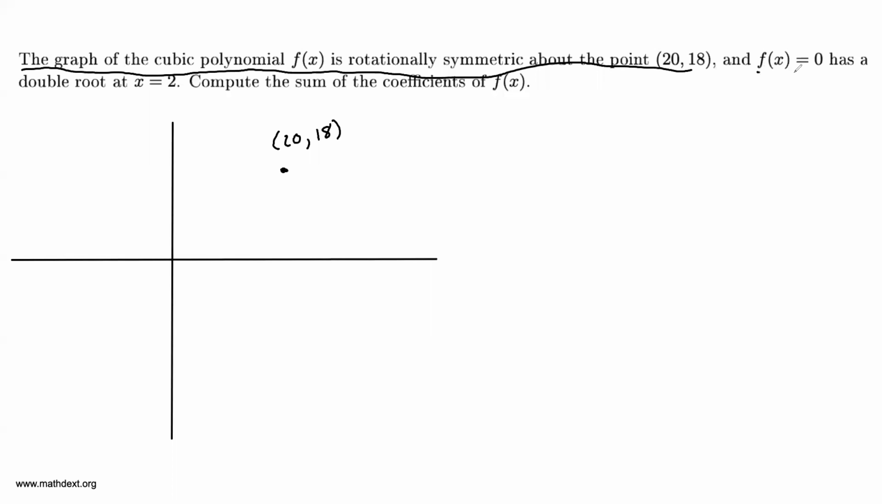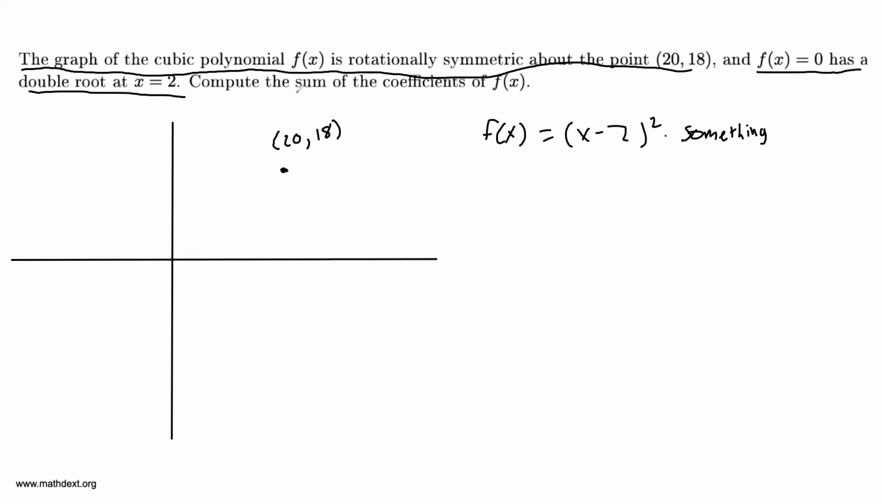And then we're also given that f of x equals 0 has a double root at x equals 2. What does that mean? Well, it simply means that f of x has two factors of x minus 2. So f of x is going to be x minus 2 times x minus 2, or you could write it as x minus 2 squared times something. We'll get back to what this something is later.